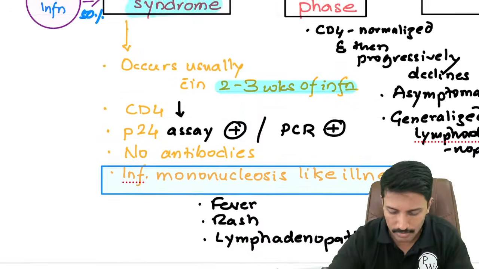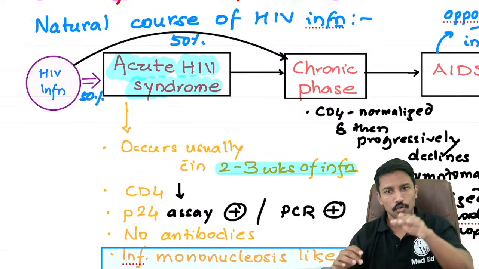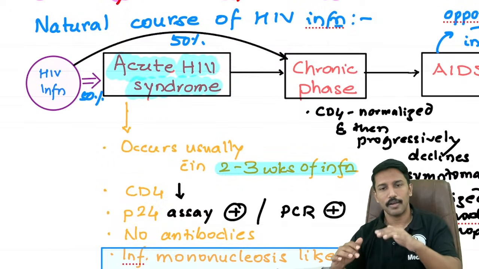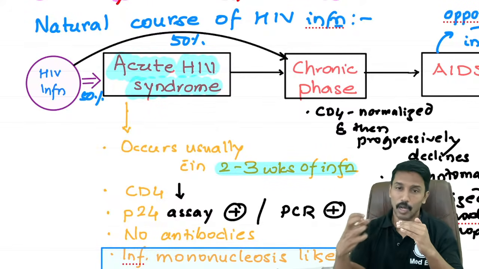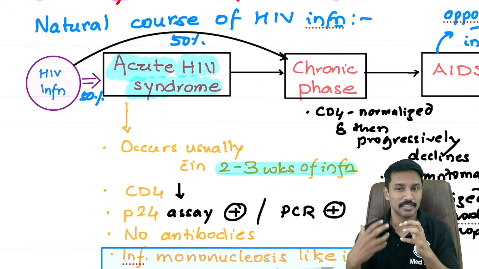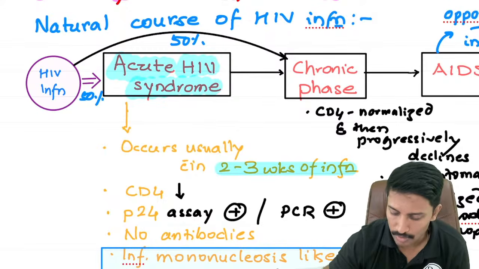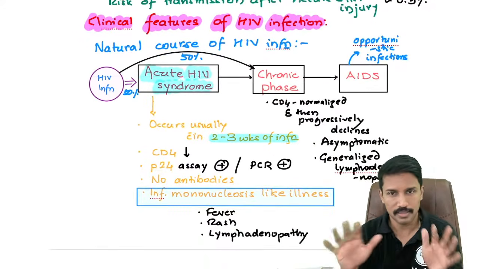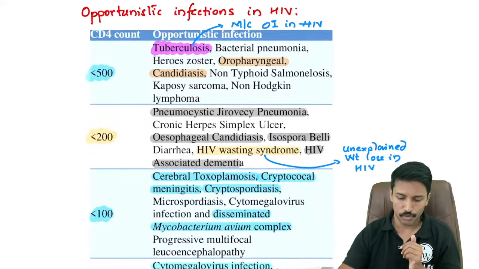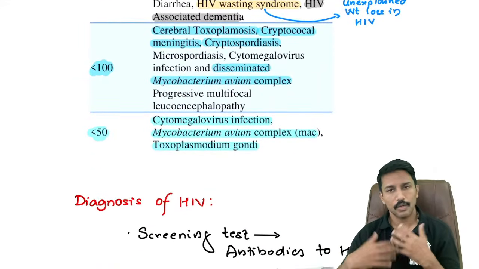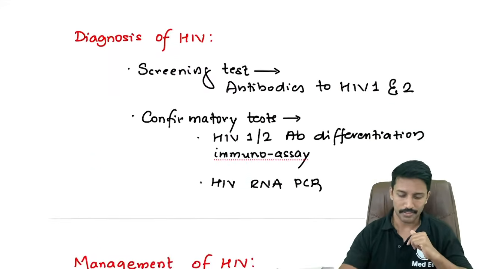So in the chronic phase, progressively the CD4 cell count goes on decreasing, and at one critical point, which is generally 200 or lesser, patients start getting opportunistic infections or other AIDS defining illnesses, and at that stage we call the patient as having AIDS. These are the clinical features of HIV, and we have listed the opportunistic infections that we get here. Now let us talk about the diagnosis of HIV.